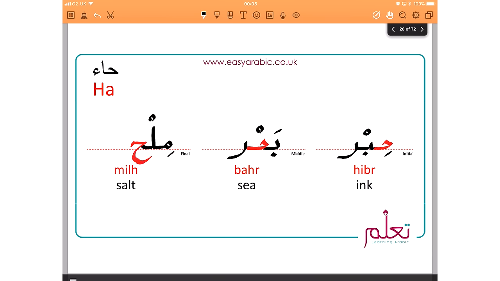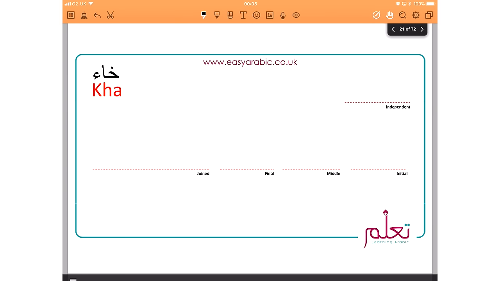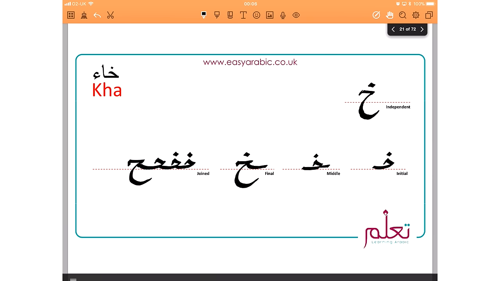Okay, next one is the kha. We have the kha on its own, which is like this. Kha. Then at the beginning we have kha with the one nukta at the top. And then we have the kha in the middle. Then at the end, and then the joined up form. So we have the kha, slowly, slightly, and the kha.